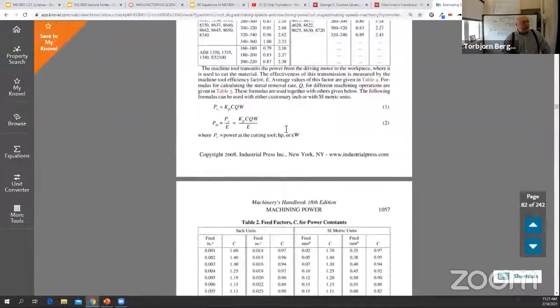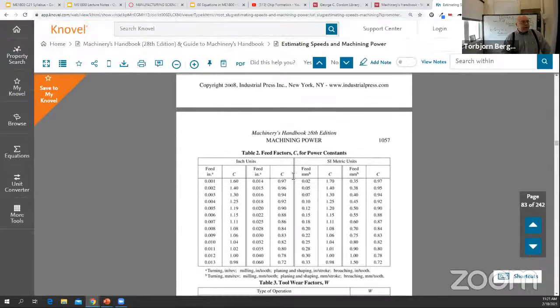More KP values. Oh, here are feed factors. And you'll see that these feed factors, depending on what your feed rate is, go from about 0.98 to about 1.6.